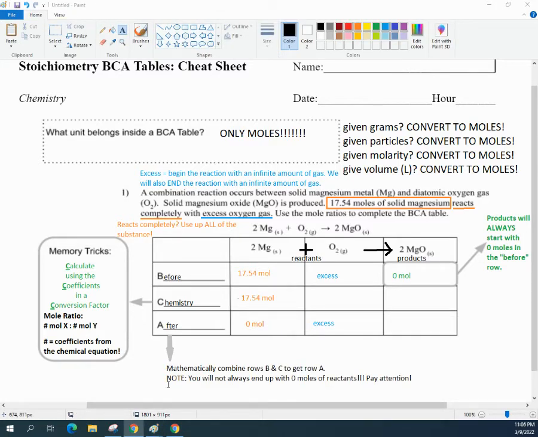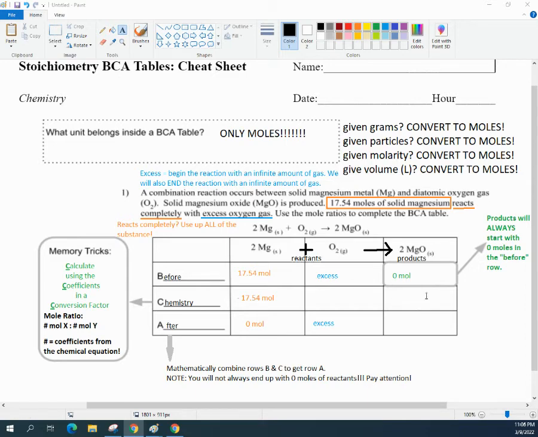It's also important to know that you are not always going to end up with 0 moles in your reactants. It just so happens to work that way here. All right, again, the amount of math we've done is very minimal. Let's move on to my next favorite to fill in, this C column right here.